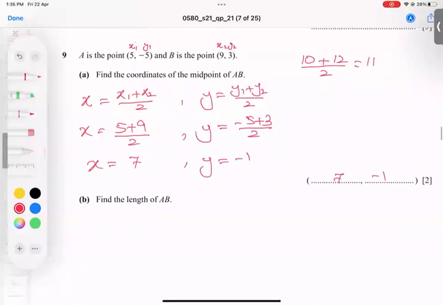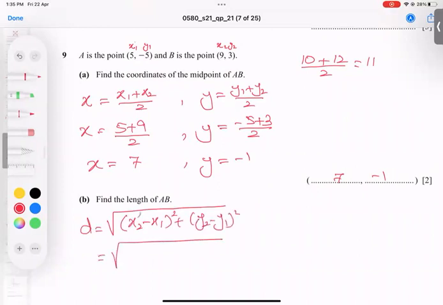And the length of the AB. What is the length? Like distance formula. The distance formula is how to find, like, both coordinates subtract: x2 minus x1 whole square plus y2 minus y1 whole square. All right. I see that x2 is 9, x1 is 5. So 9 minus 5 whole square and 3 minus minus 5 whole square.